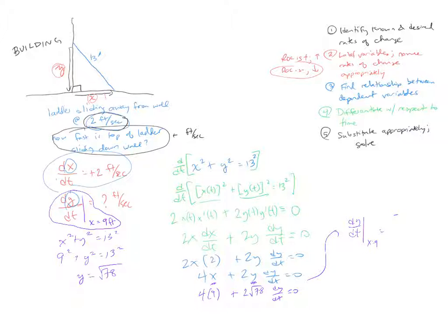And that would be negative 36 over 2 times the square root of 78. Now, I can get a decimal for this. I don't have a calculator in my hand, but you see clearly that this is a negative number. Why is that a negative number? Well, like we talked about earlier, this top of the ladder is sliding down the wall. So the y itself is getting smaller. And since the y is getting smaller, that makes this rate of change negative.